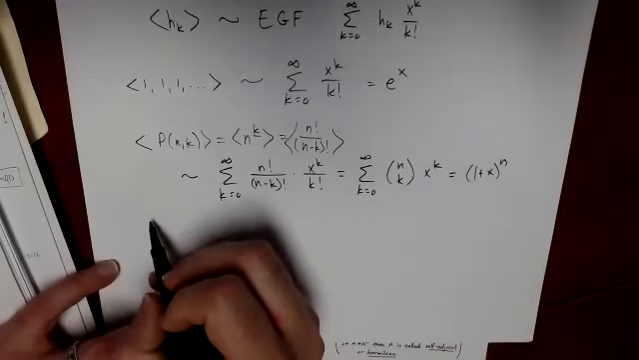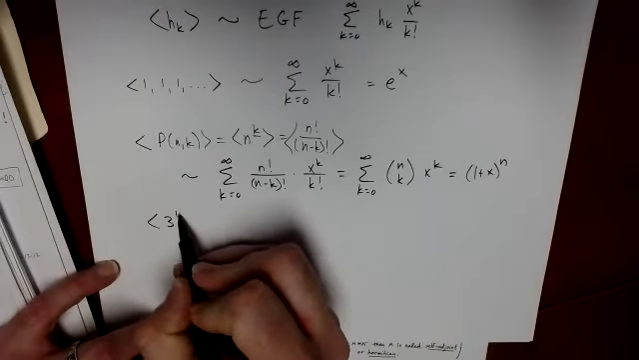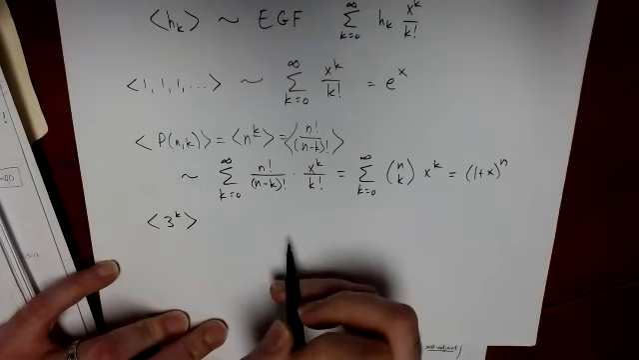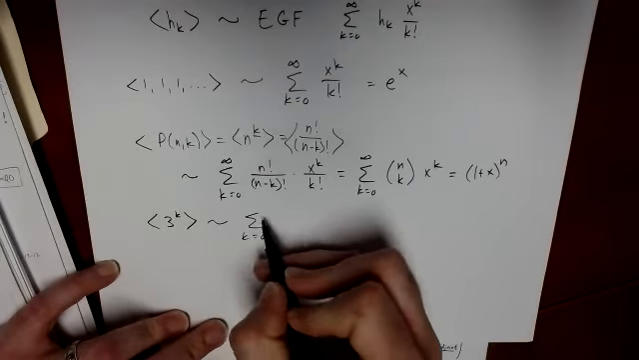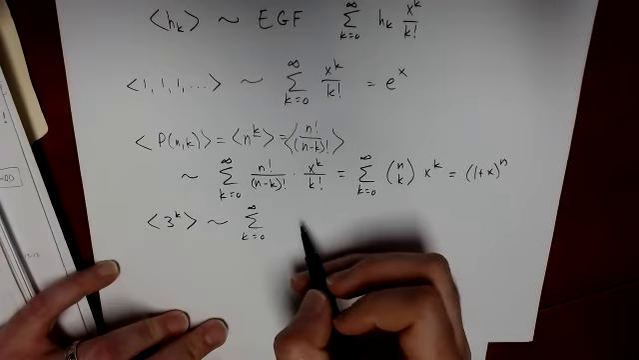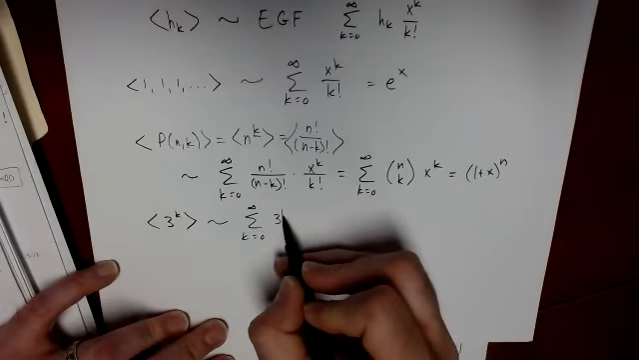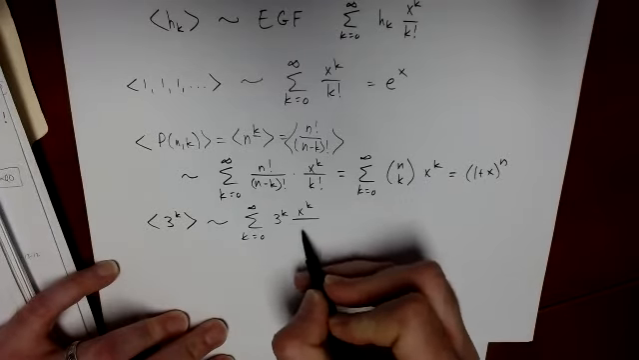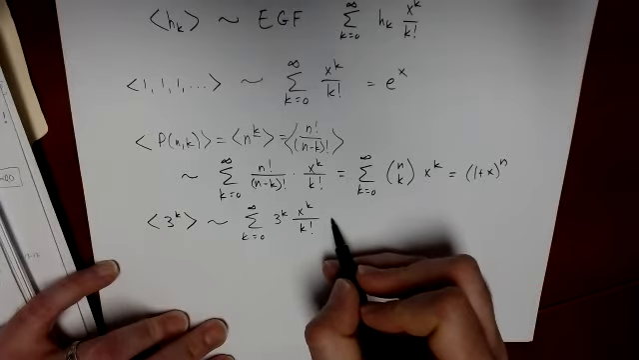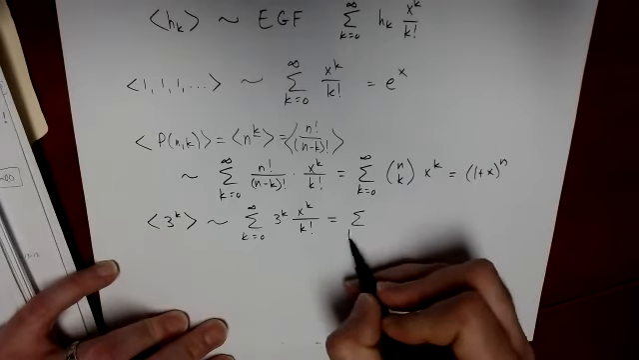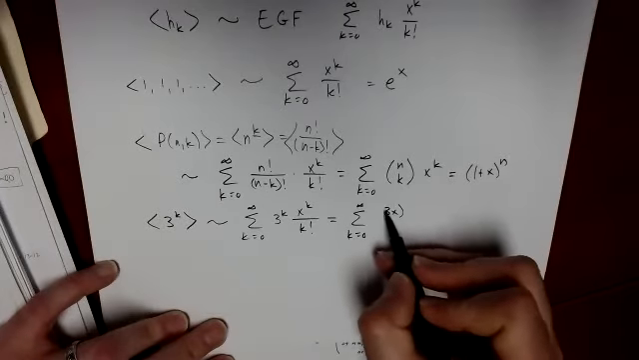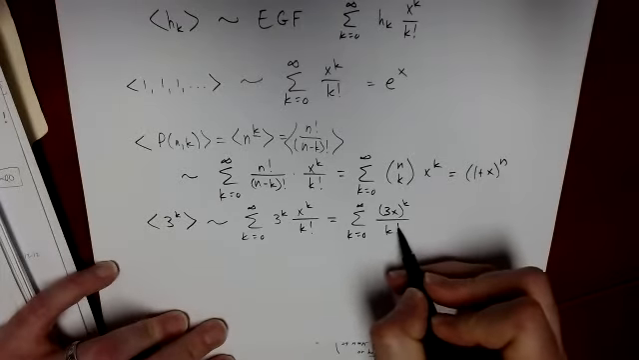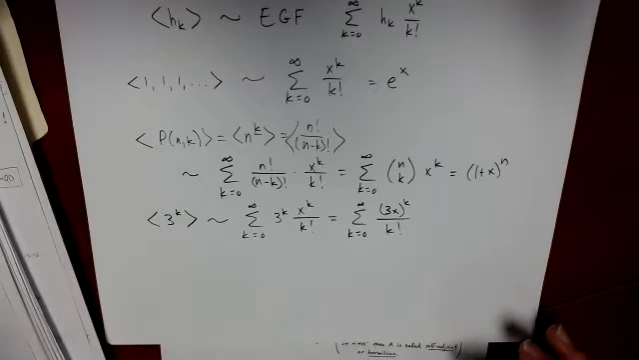How about C is the sequence 3 to the k? So then this is going to correspond to the sum as k goes from 0 to infinity of 3 to the k times x to the k over k factorial. That's going to be equal to the sum as k goes from 0 to infinity of (3x) to the k over k factorial.